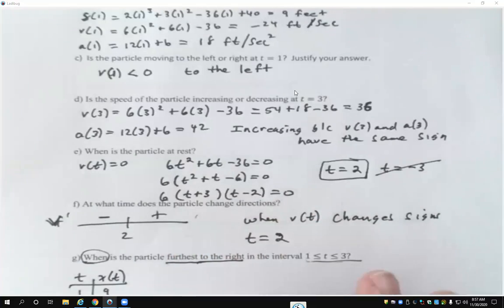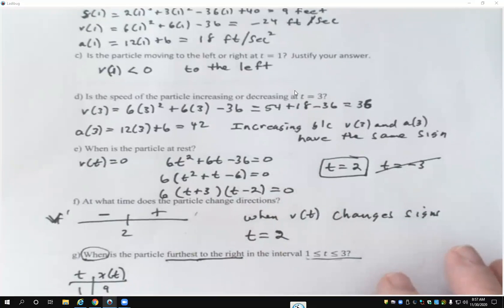Do I have any questions on any of this stuff as far as objects in motion and just really doing what we've been doing, like taking derivatives, possibly second derivatives, and just finding values as far as application goes? Any questions? Can you just show the rest of G?